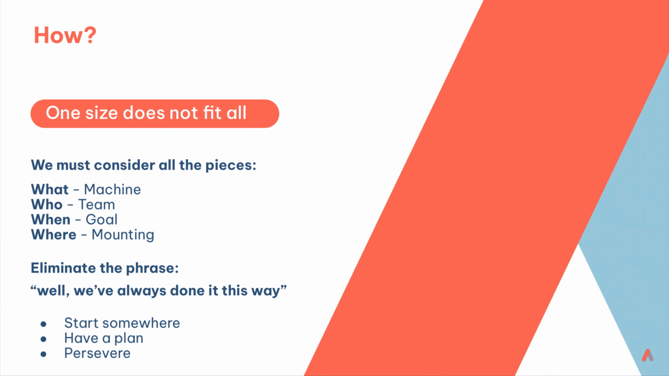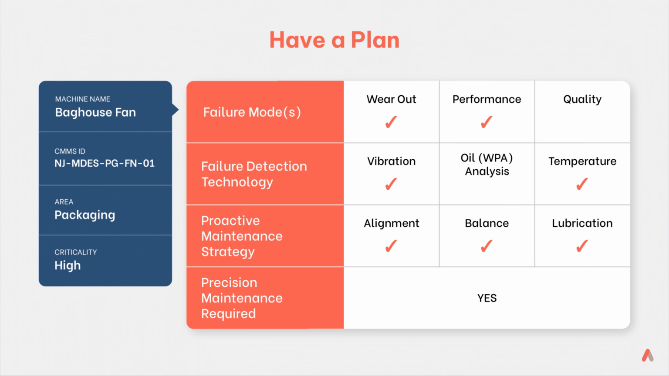So we need to identify what the machine is, who the team is that's implementing the information on those machines, what the goal of the vibration program is, and where we are going to mount sensors or take data. Then we need to enact that plan and start acting towards a better system. We need to eliminate the phrase, "Well, we've always done it that way," and make some good changes to better prevent failures. So let's talk about a plan for a specific fan.